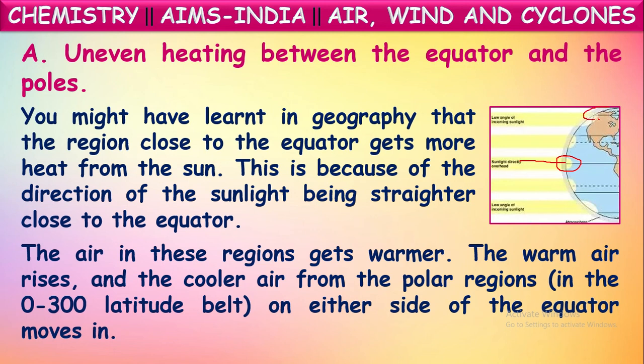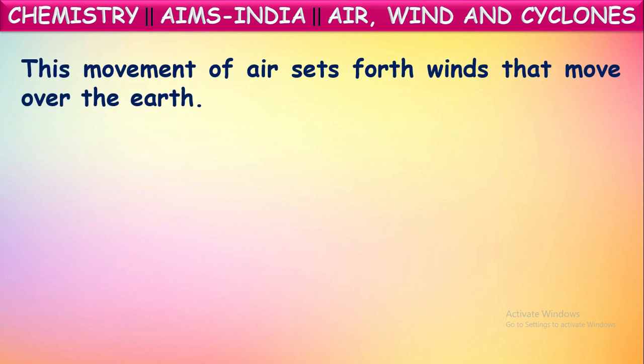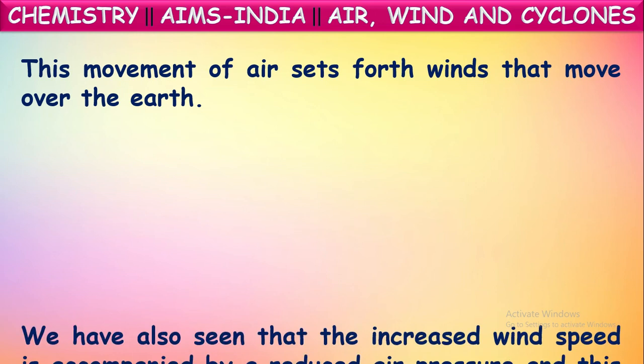So these regions are somewhat cooler than the equator region. So here the air will be somewhat cooler than this area's air. Now this cool air moves from these polar regions to the equator region. Okay, the warm air rises and the cooler air from the polar regions on either side of the equator moves in. This causes wind. So this is one of the reasons for the winds: uneven heating between the equator and the poles. This movement of air sets forth winds that move over the earth.